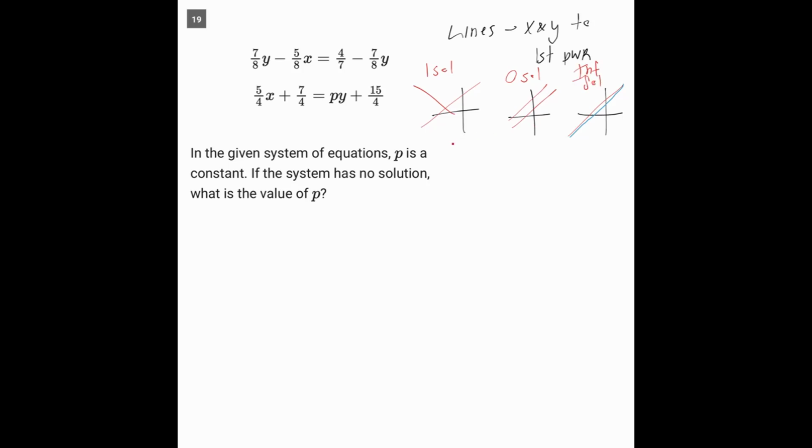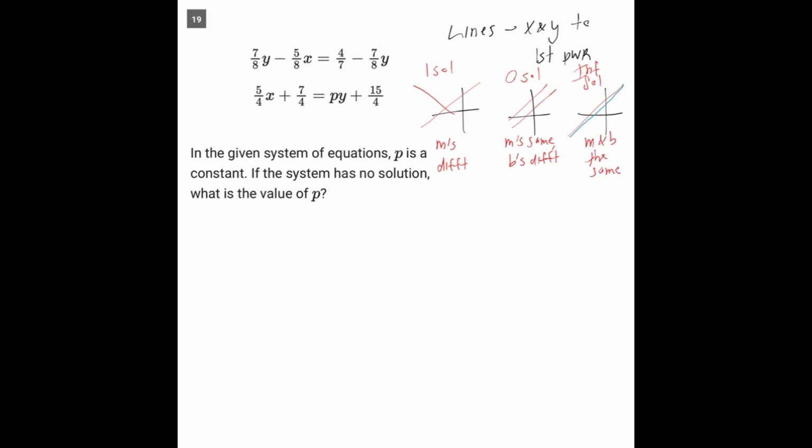And all three of these scenarios have ramifications for slope and y-intercept. For one solution, the slopes must be different. That's what's making them hit. They're not tilted the same way. So at some point, they're going to hit. For no solutions, the slopes will be the same, but the y-intercepts will be different. Because that's what it means to be parallel. They're tilted the same way, but they're not the same line. And for infinite solutions, they are the same line. So they'll have the slope and the y-intercept both the same.